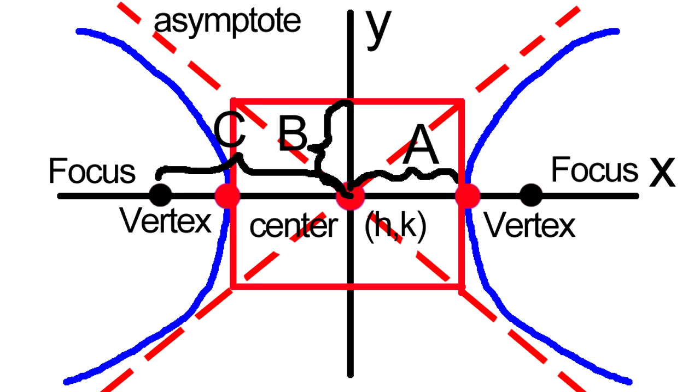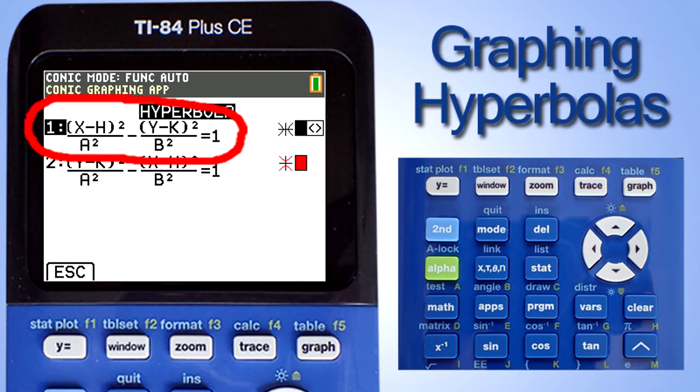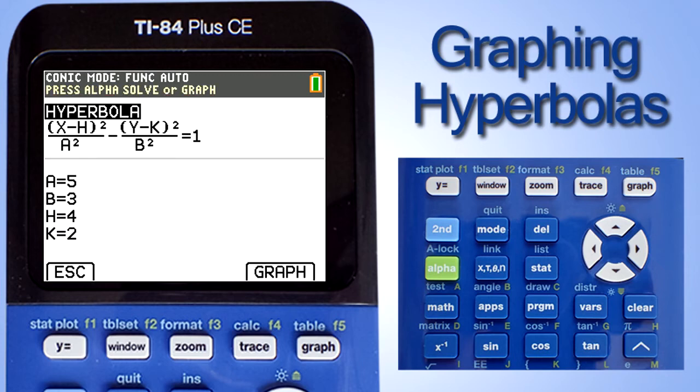The focus points are located at a distance C from the center, where C squared equals B squared plus A squared. Going back to the calculator, let's choose 1 for the horizontal hyperbola and press Enter. This screen appears. To graph the horizontal hyperbola, we will need to know A, B, H, and K from the equation of the hyperbola. I already have the values for A, B, H, and K from a previous problem.